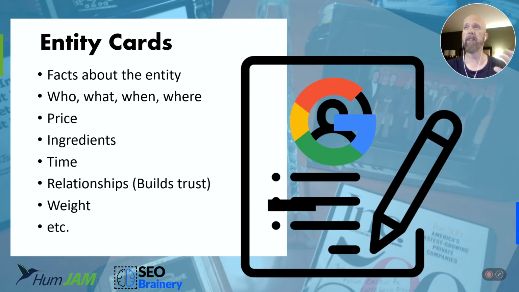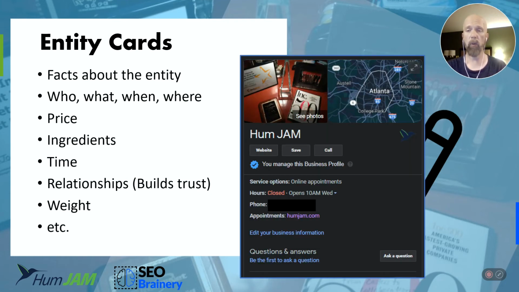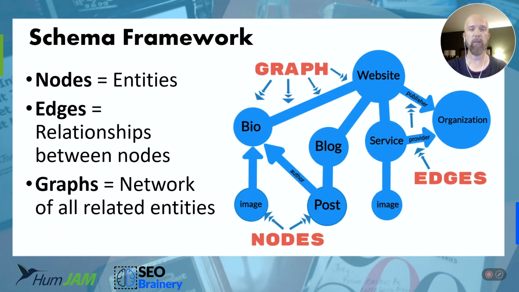So when the focus is on this entity card, this is basically all the facts about the entity. And again, you're going to want to create entity cards about your entities, whether it's a business or yourself or your articles. You want to gather your prices, the information, whether you're open or closed, to build this entity card, and we'll start interjecting this into our code so Google can pick it up.